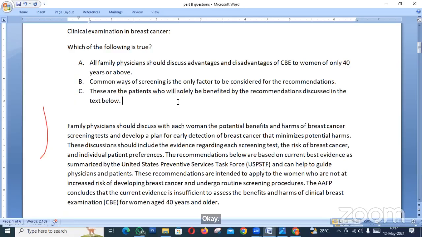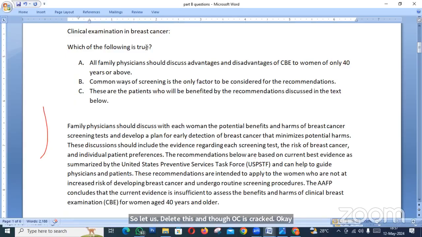These are the patients who will solely be benefited by the recommendations. So let us delete this, and now our C is correct, okay? There is no doubt in C that it is wrong. This sentence is correct.